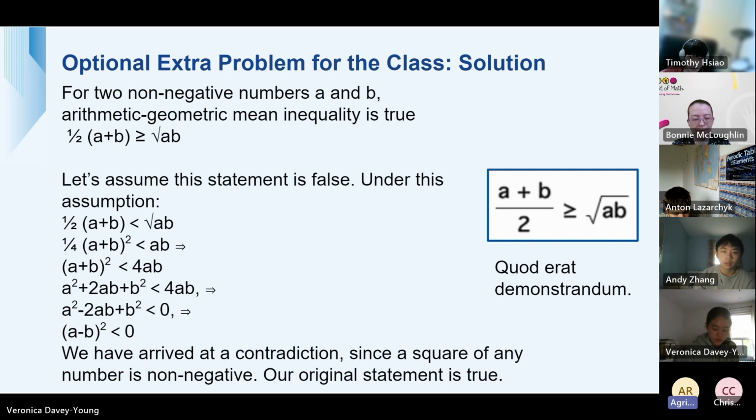And once we factor this, we realize that we have (a minus b) squared is less than 0, which is impossible because the square of any number is always positive or 0. So our original statement is true.